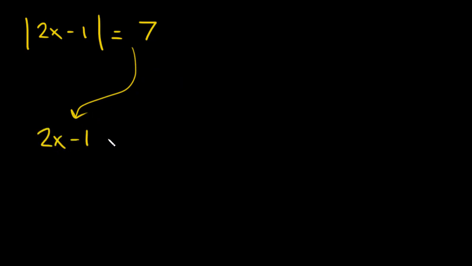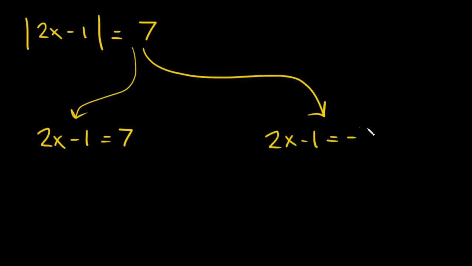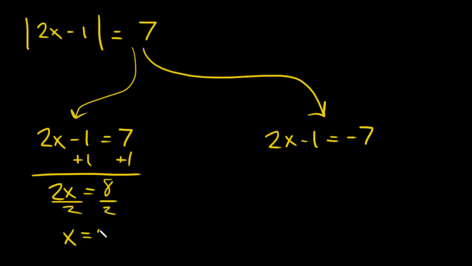How about absolute value 2x minus 1 equals 7? Well, let's break it into its two pieces. First piece I'm going to copy down untouched: 2x minus 1 equals 7. The second piece, I'm going to change the sign of everything that's outside the absolute value. So 2x minus 1 equals negative 7. Plus 1, I get 2x equals 8, divide by 2, x equals 4.